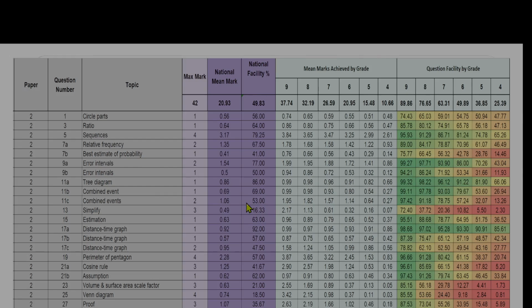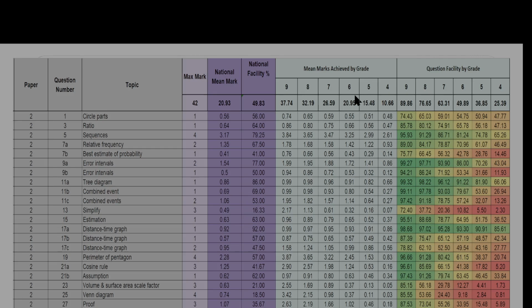Right, before I get on to the paper, I just want to talk about the breakdown of the paper. So this is from the question level analysis data from when the paper was actually sat. As you can see, I've trimmed it down to just the odd questions. The maximum mark for this paper is 42. The national mean mark for this paper was 20.9. It gives you very rough grade boundaries, so it means that out of the students that scored a grade 9 on this paper, they would have scored 38 marks. So that gives you rough grade boundaries for the paper.